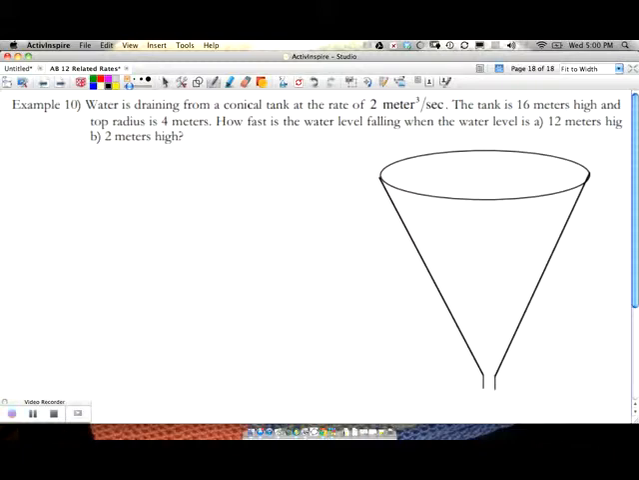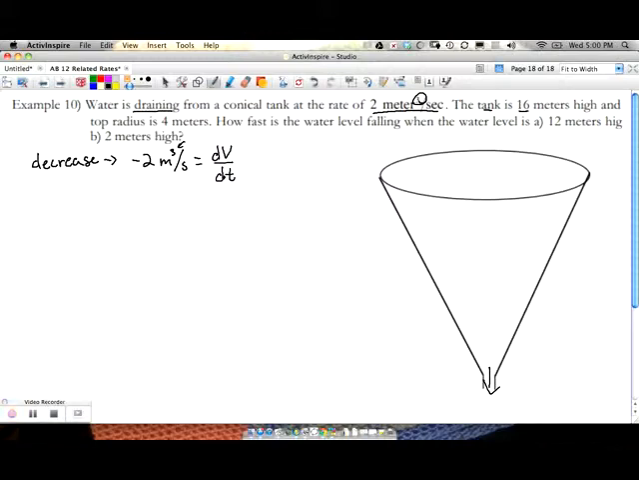Water is draining from a conical tank, that just means a cone-shaped tank, at the rate of 2 meters cubed per second. And draining means it's coming out. It's getting smaller, it's decreasing. So it's a decrease, and that tells me that we're going to have negative 2 meters cubed per second, and that's going to be equal to the rate of change of our volume because we're cubed. So that's dV/dt. That means we're going to use volume again, volume of a cone. Hey, that sounds familiar, like we just did that.